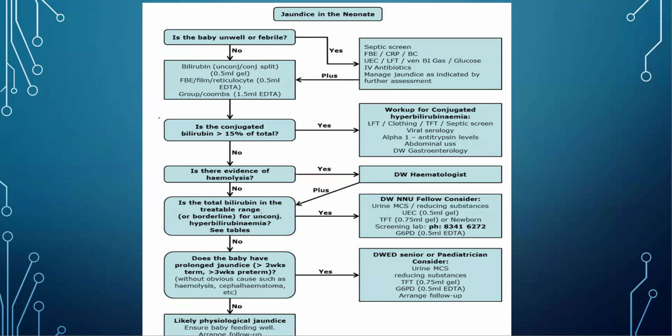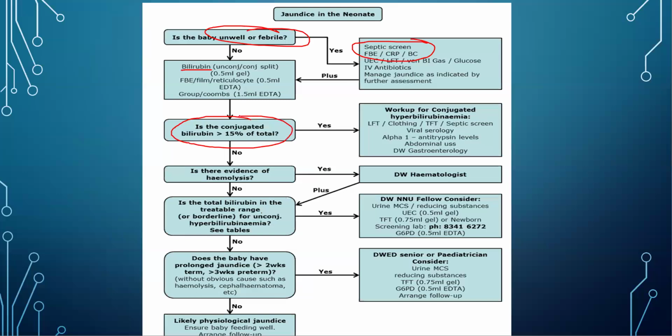Now this is from RCH about jaundice in the newborn, a step-by-step approach. If a newborn is jaundiced, the first thing we look at is whether the child is unwell or febrile. Because if a febrile child has jaundice, we need to rule out septicemia. So we will go for a septic screening at that time. If the child is not febrile, then we check the bilirubin level. So we check the total bilirubin, and the unconjugated and conjugated bilirubin levels.